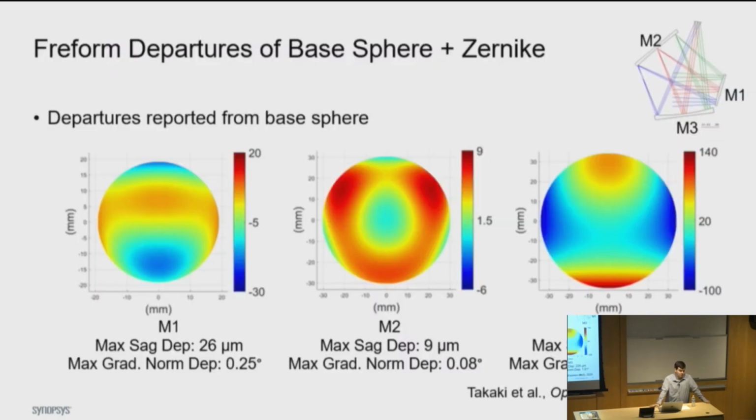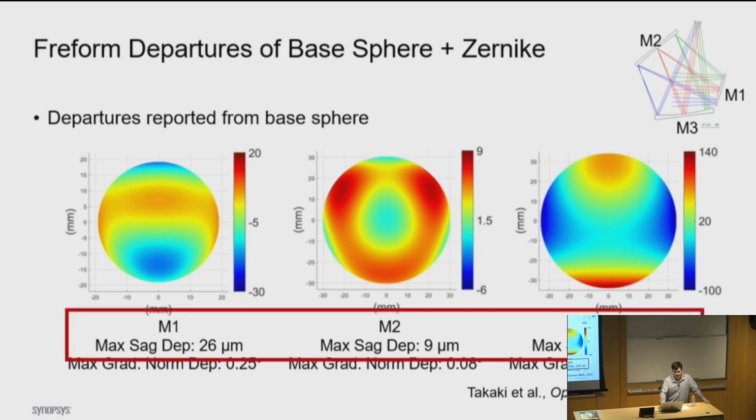Here are the freeform departures of the base sphere design, so our benchmark design, with departures reported from the base sphere. There's a lot of numbers on this slide, so I do want to just draw attention. Let's only look at the maximum sag departure, so the PV sag departure. That's not necessarily going to be a perfect metric in terms of your surface testability, but it serves as a good proxy to tell the story, so let's look at that. For mirror 1, we've got 26 microns of sag departure. Mirror 2 has 9 microns. Mirror 3 has 225 microns. So this is the sag departure that we're starting with for these three surfaces.